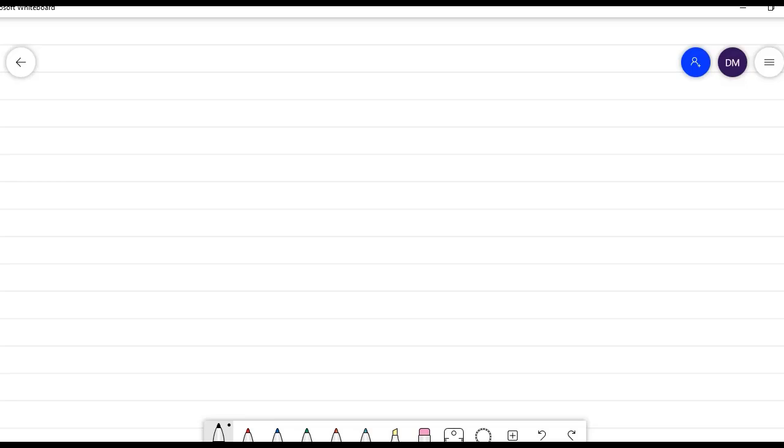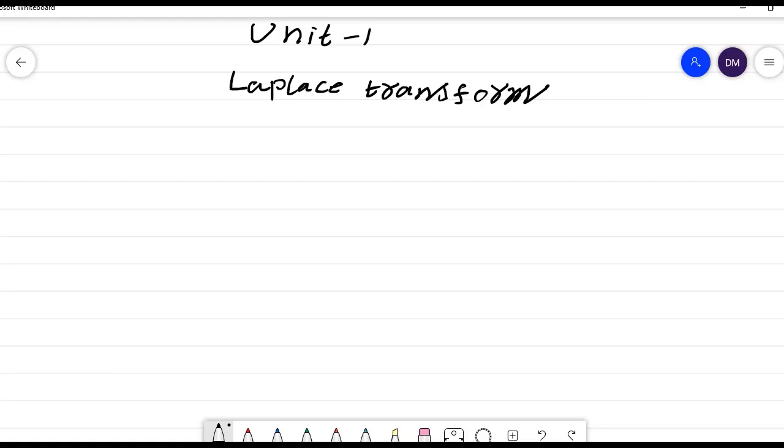Good morning everyone. Today I am going to start unit 1, that is Laplace transforms. So in this session we have to know the basics of the Laplace transform.